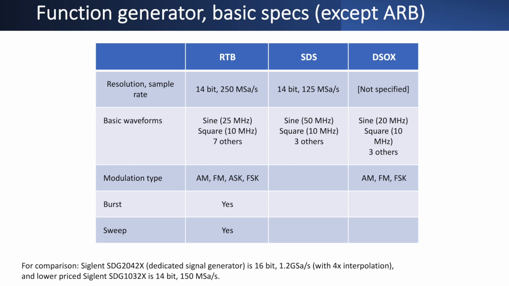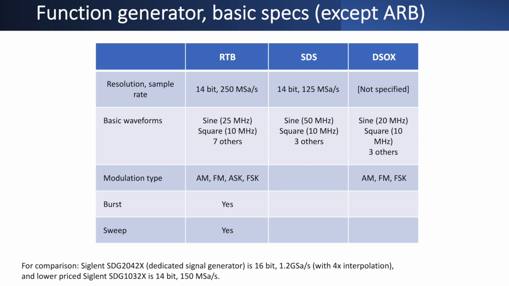Then if we look at the highest frequency that can be generated for sine signals, that's 25 megahertz for the RTB, but 50 megahertz for the SDS. So the SDS still tries to put out sine waves of twice as high frequency, even though its sample rate is twice as low as the one used by the RTB. That might have some consequences for signal fidelity, but I have not been measuring that. So that is something to be checked if you are interested in that. Looking further at functionalities, we see that the RTB and the DSOX offer modulation functionalities, and the RTB also has burst and sweep functionalities.